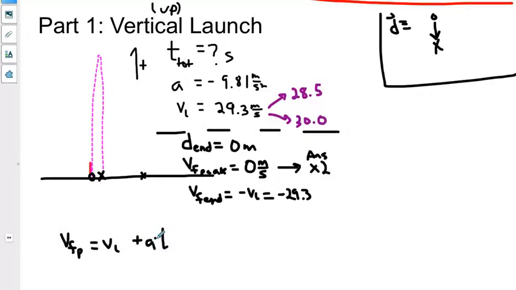If I were to rearrange this, because I'm trying to find time, I would rearrange it to be time equals VF peak minus VI over A. And of course, this gives you the time to the peak. This does not give you the time to the end. And so when you plug this in, what did you get? Well, you had 0 minus 29.3 over 9.81, except 9.81 was negative, so this should come out positive. It does. Okay, so this is what you did the first time, yes?